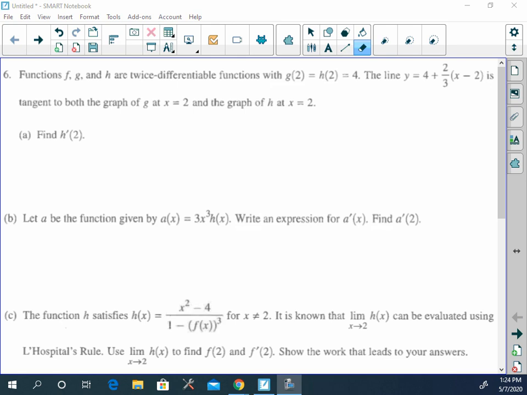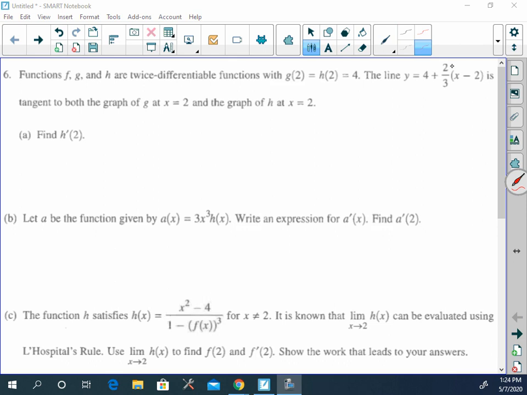Number 6 in 2019, this was the question. It says functions f, g, and h are twice differentiable functions. We also know the values of g and h at 2, so they both have the point (2, 4) on the graph. And this is the line that's tangent. So you have to understand what they're giving you there.